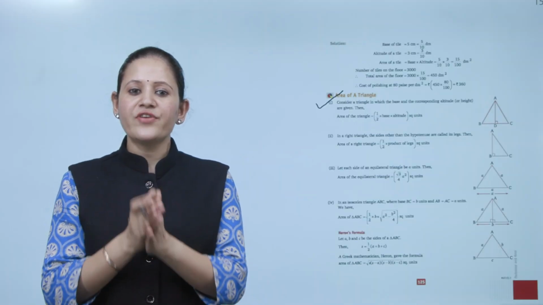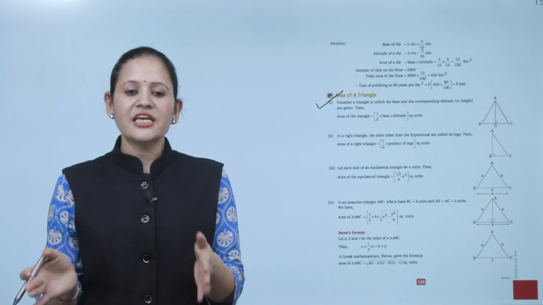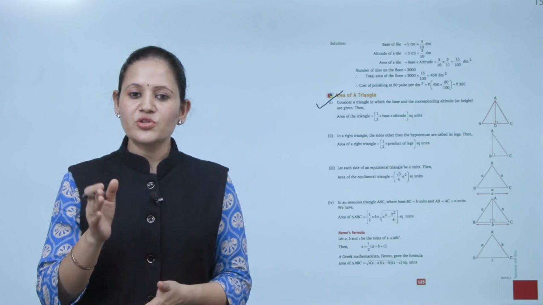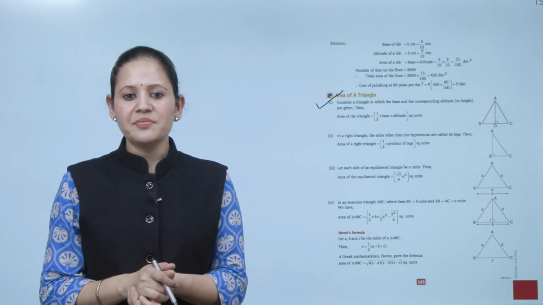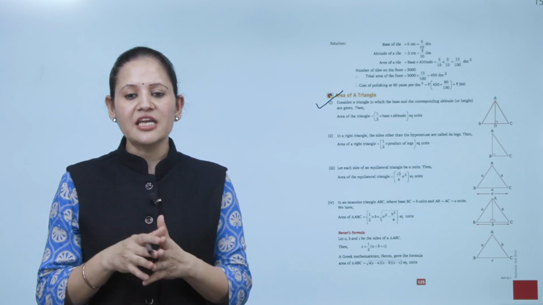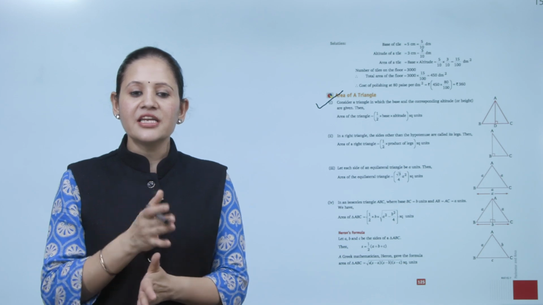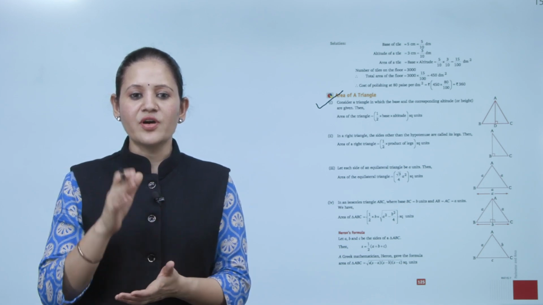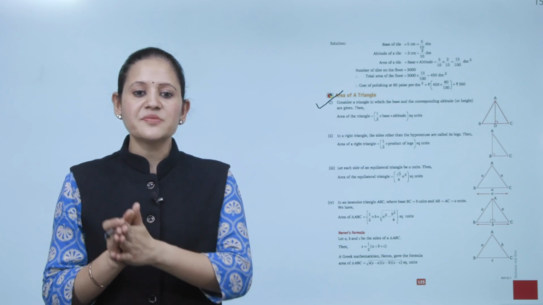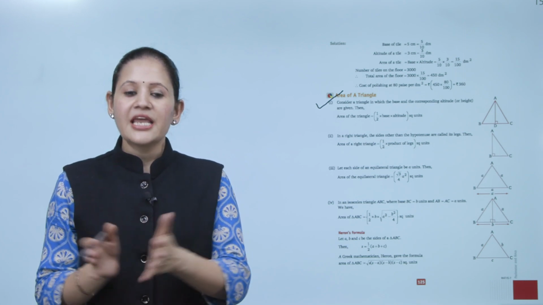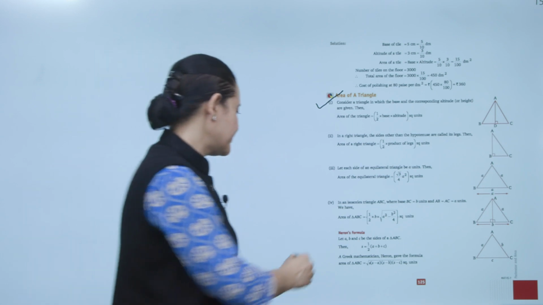Let each side of an equilateral triangle be A unit. Then area of equilateral triangle is equal to √3 upon 4 A square unit. In an isosceles triangle ABC, where BC equals B unit and AB and AC are A unit, then area of triangle ABC is equal to 1/2 into B multiplied by √(A square minus B square upon 4) square unit. Next is Heron's formula.